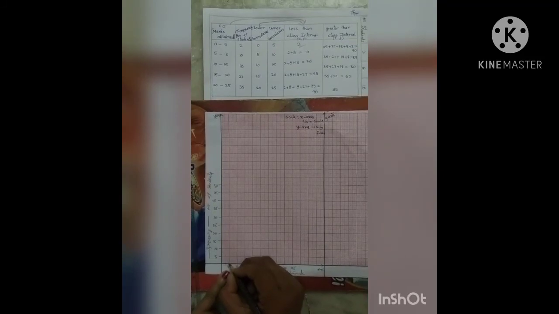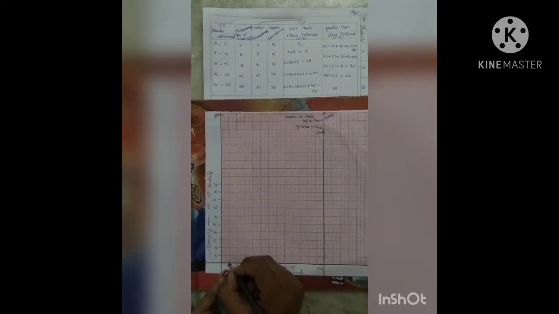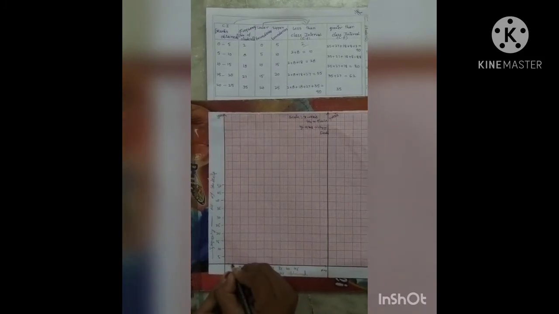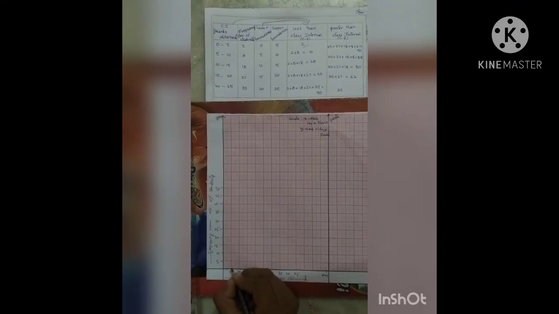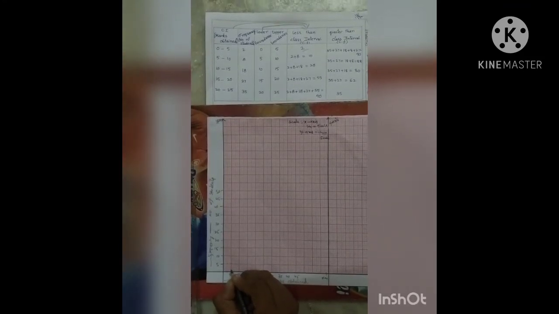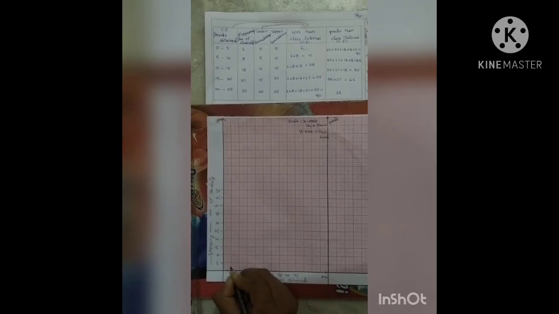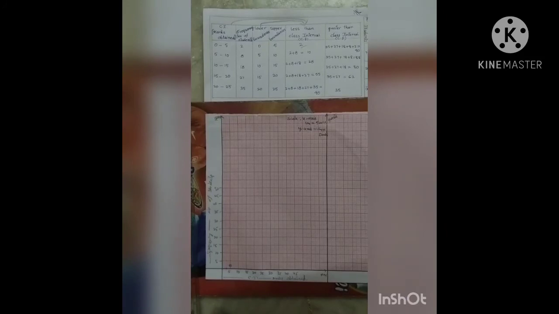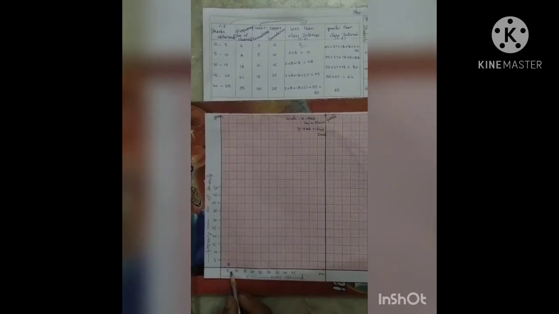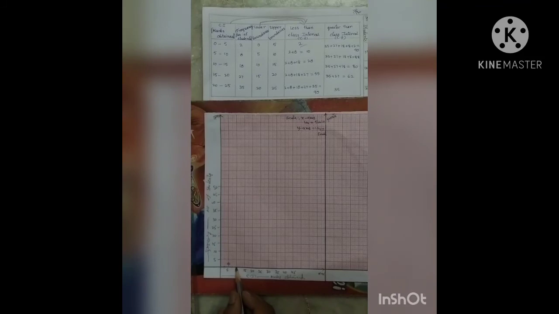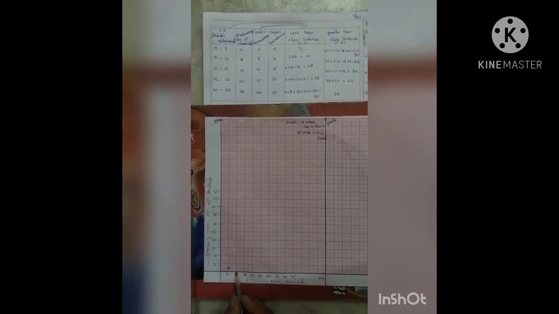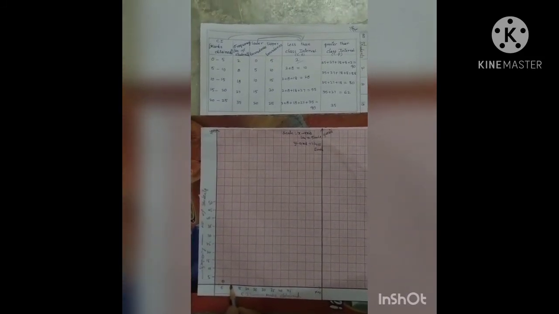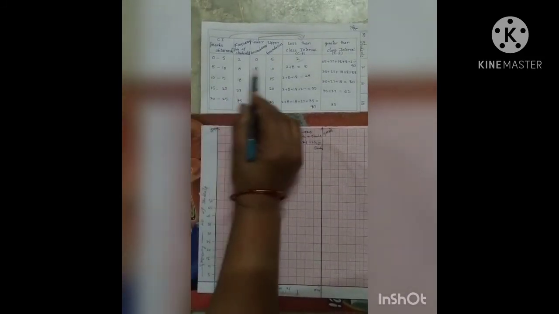Where is the 2? From here to here is 5 units. Each 2 lines we have to take as 1 unit: 1, 2, 4. And at the 4th line we keep the dot. Okay. Next, 5 to 10. 5 to 10 is, so here, 10.